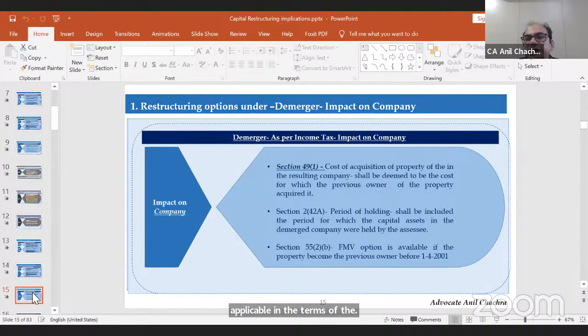The cost of acquisition in the hands of the resulting company would be the same. Section 49, clause 1, as applicable for the amalgamation or merger, will apply to the demerger side as well. The second thing is that the period of holding will also be included, as we discussed on the merger side. And the fair market value option will be available if the previous owner got this property before 1st April 2001.